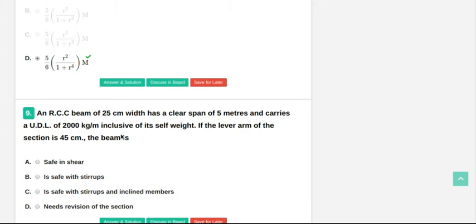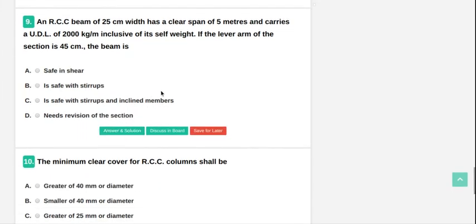An RCC beam of 25 cm width has a clear span of 5 meter and carries UDL 2000 kg per meter inclusive of its self-weight. If the lever arm of the section is 45 cm, the beam is safe in shear. Calculation: shear stress equals 2000 kg into 5 meter divided by 25 into 60 or 25 into 45.